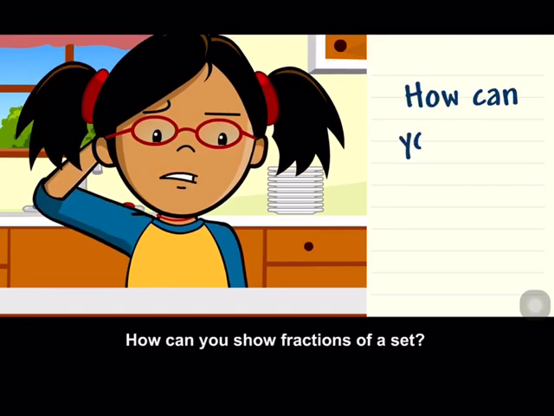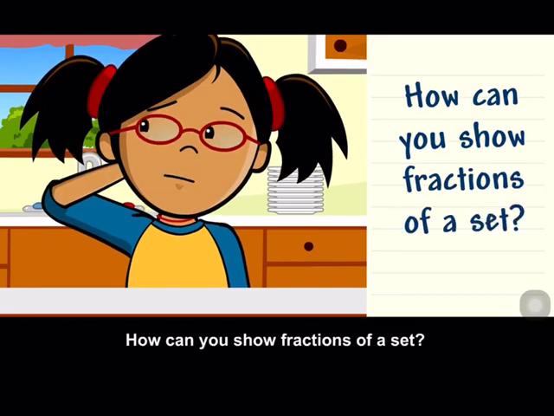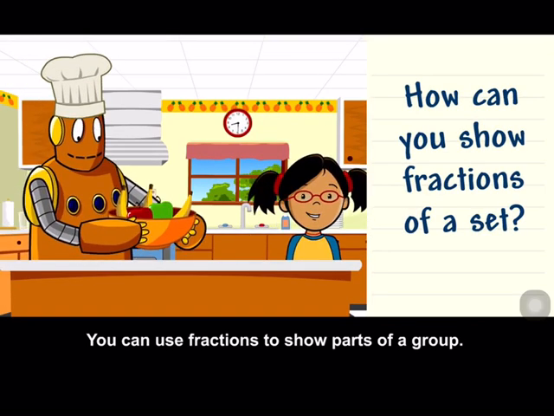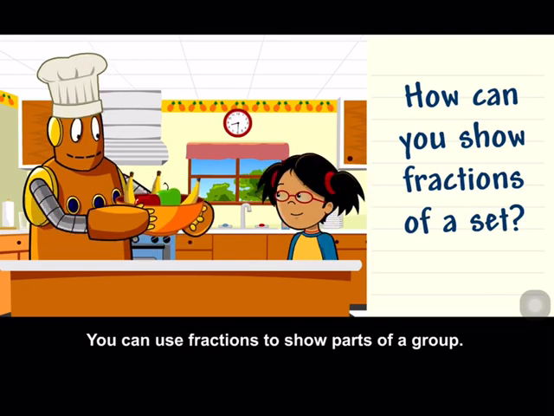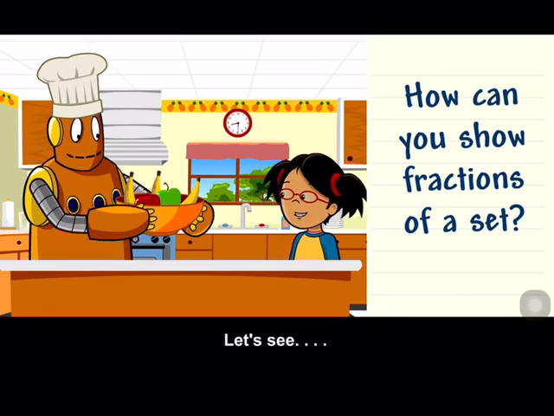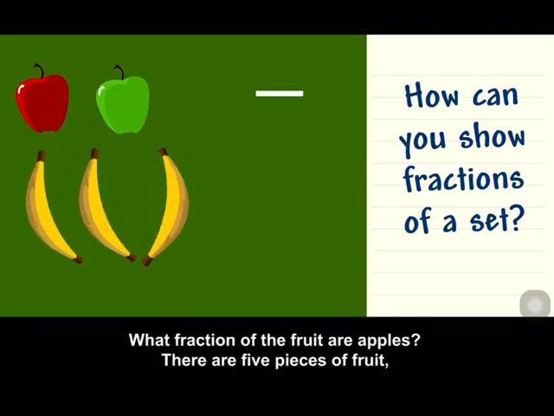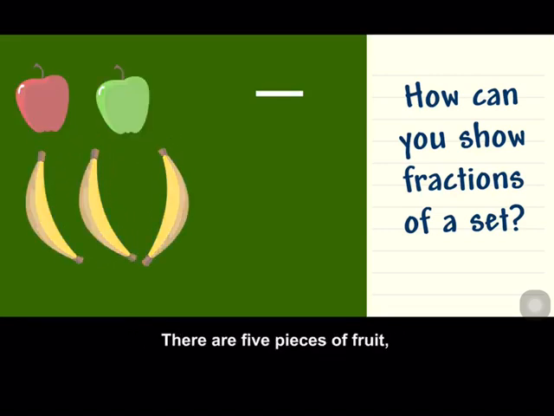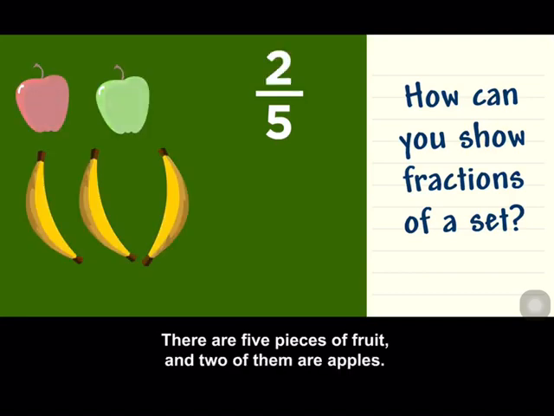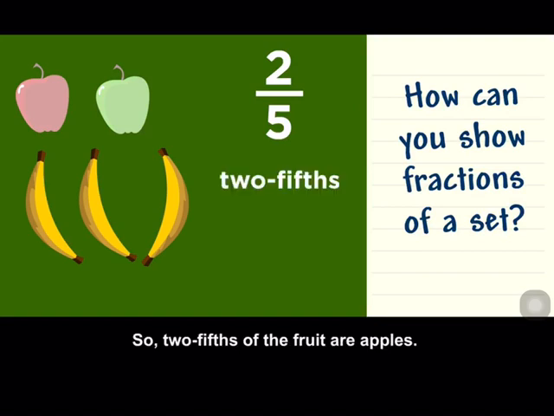How can you show fractions of a set? You can use fractions to show parts of a group. Let's see. What fraction of the fruit are apples? There are 5 pieces of fruit, and 2 of them are apples. So 2/5 of the fruit are apples.